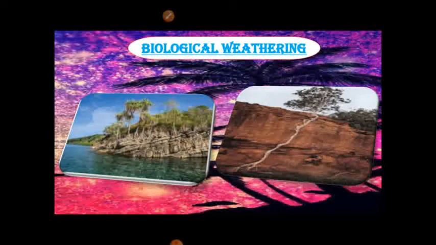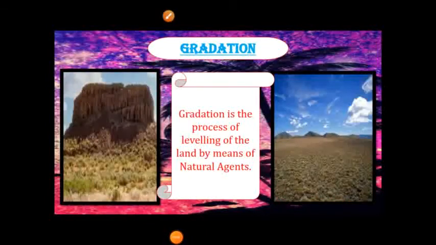Biological weathering. Biological weathering occurs due to the penetration and expansion of plant roots, earthworms, and some human activities. Gradation. Gradation is a process of leveling of the land by means of natural agents like rivers, groundwater, winds, glaciers, and sea waves. Gradation takes place in two ways: degradation and aggradation.